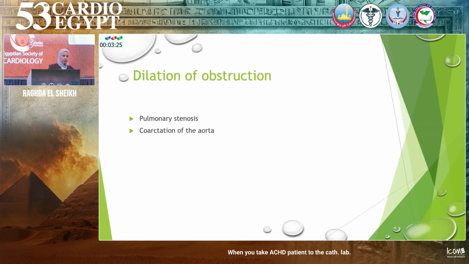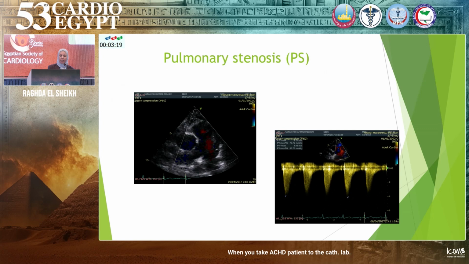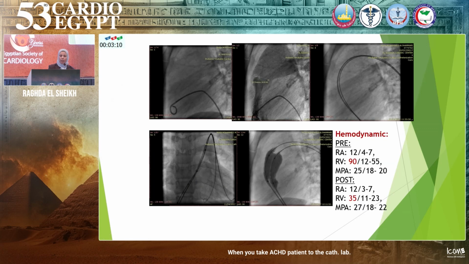Also, we can dilate the obstructive lesion in adults, either dilate pulmonary stenosis or coarctation of the aorta, but dealing with the adult looks like a different issue. At the annulus here, it will be bigger than the available balloon. So the double balloon technique is a wise option also in adults.